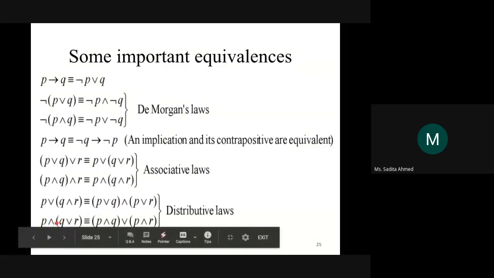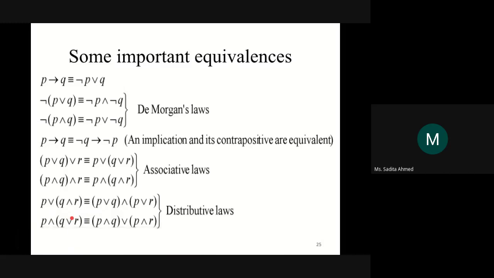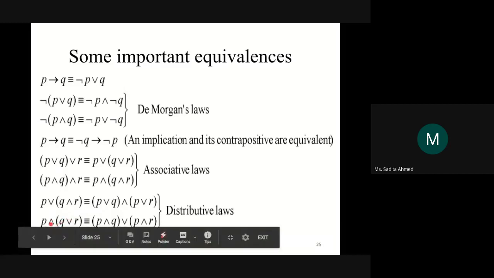Same goes for the other scenario where you have AND on the outside and OR on the inside. You distribute it the same way. You distribute this AND operator to each of these variables in the parentheses. So P and Q, P and R. And this OR comes in between. So that is the distributive law. And remember that each of these are equivalences, so they go both ways. You can go to the right one from the left one, or you can go to the left one from the right one.